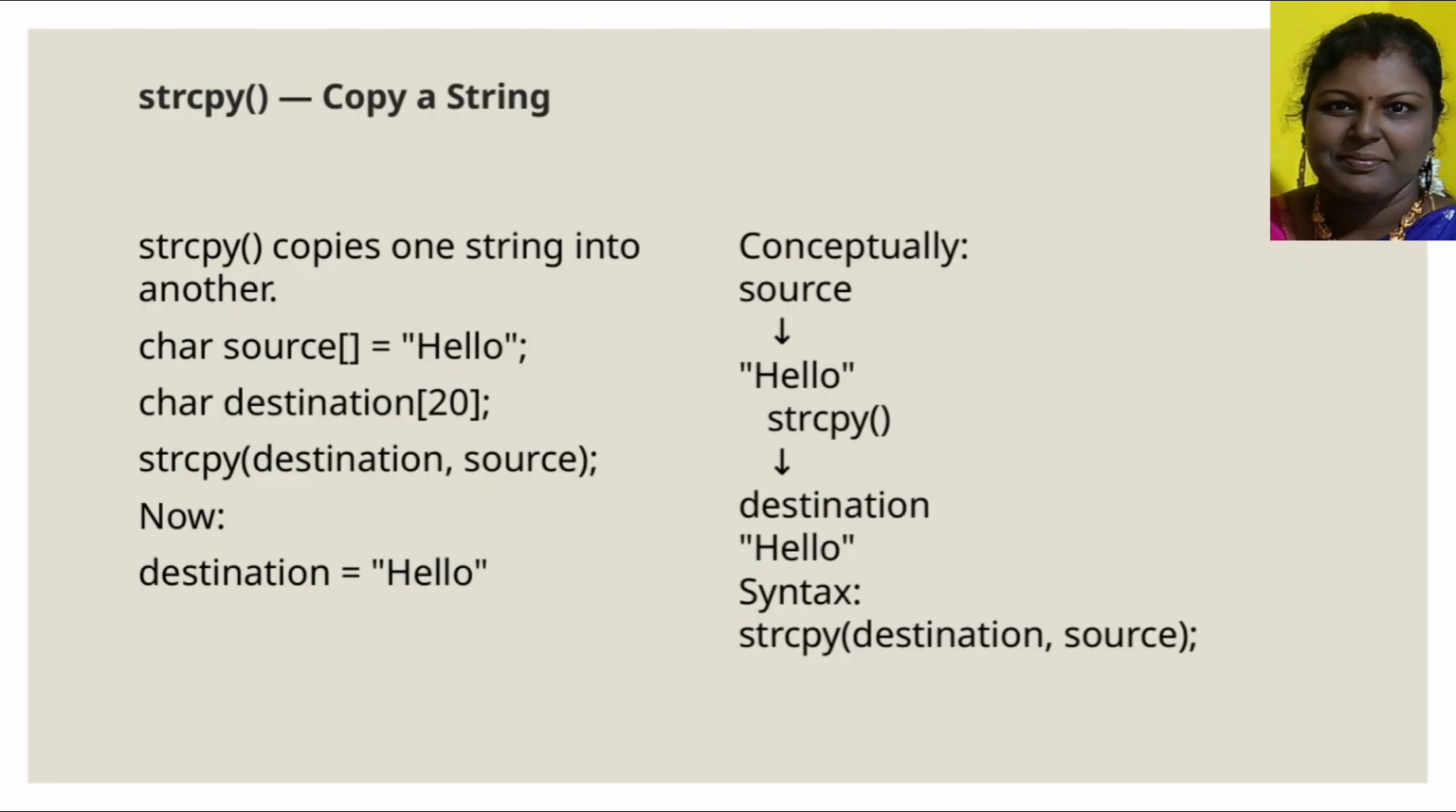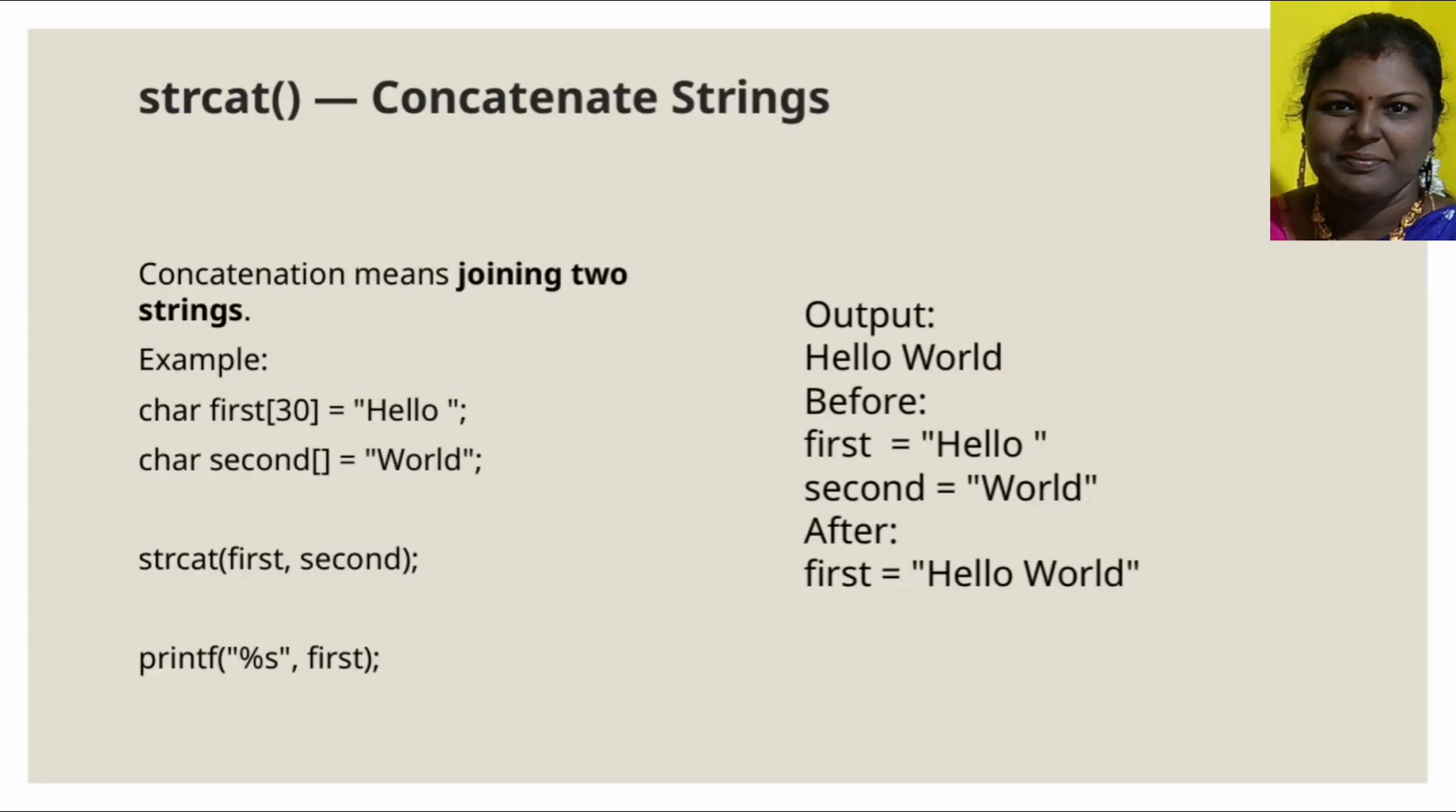Let's talk about concatenation, a simple way to join two strings into one. Here, we start with two separate pieces, hello and world. Using the strcat function, we combine them into a single string, hello world. It's like snapping two puzzle pieces together to make a complete picture. This technique is fundamental in programming when we want to build or modify text dynamically. The example shows how strcat takes the second string and appends it to the first, changing the first string in the process.